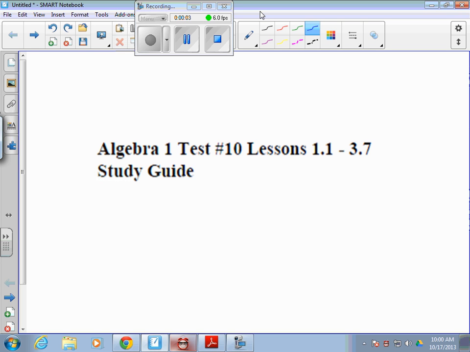This is our Algebra 1 Test 10 study guide. We got through section 3.7, which was transforming formulas, or what's commonly known as literal equations.